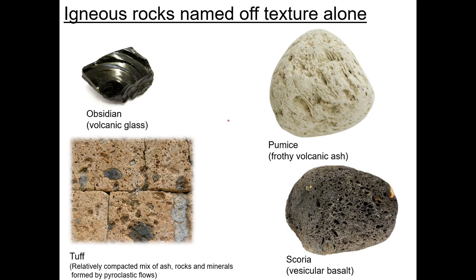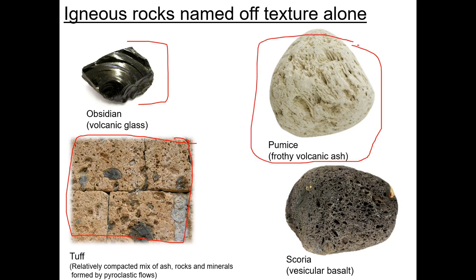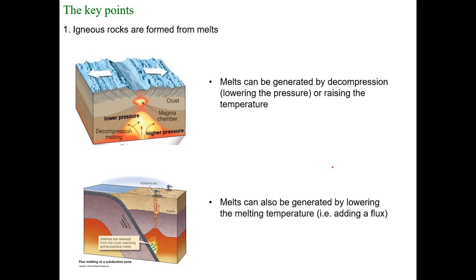These are just some other rocks that are based off of textural terms. So obsidian is volcanic glass. Tuff is pyroclastic flow. It forms from the ash from a volcano. Pumice is kind of the volcanic frothy ash that contains a lot of air. You know, sometimes pumice floats in water. It's so light. It's a volcanic rock, though. And scoria, which is a vesicular basalt. So it's a basalt that has a lot of vesicles, a lot of bubbles from all of the volatile gases and components that were in it.